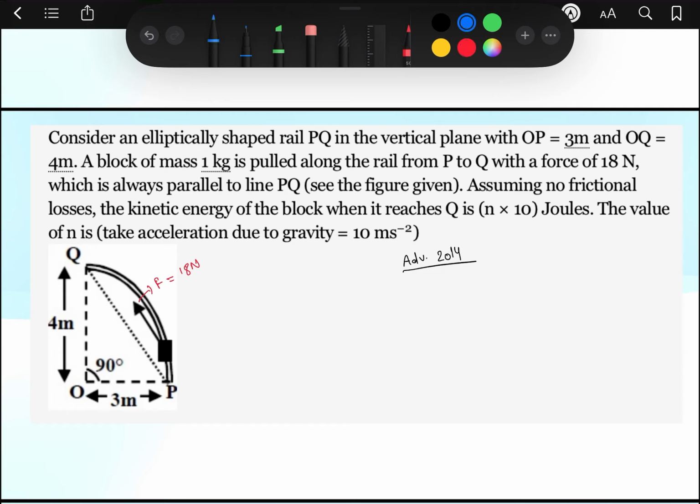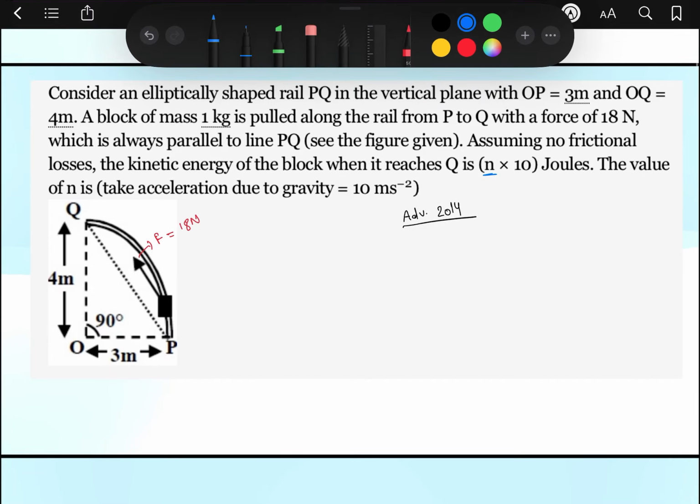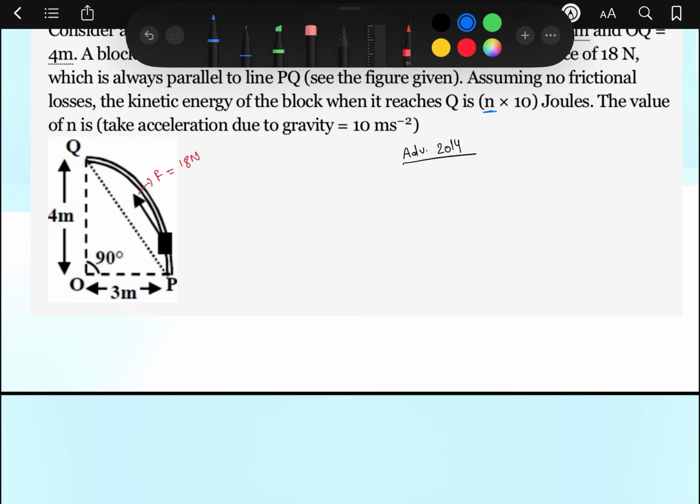Assume no frictional losses. The kinetic energy of the block when it reaches the point Q is n into 10 joules. We have to tell the value of n here. We have to take the acceleration due to gravity equal to 10 meter per second square. So g will be here 10 meter per second square.